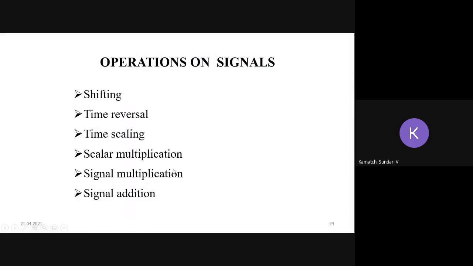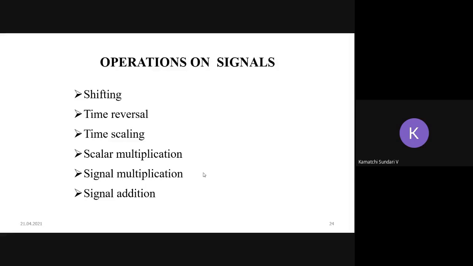Here in scalar multiplication, the signal is multiplied. That is, the signal amplitude is scaled up or scaled down. So x of n is my original signal. Then in scalar multiplication, I can have y of n is equal to 2 into x of n, or 0.5 into x of n. So the scalar value is here. Suppose I represent it with alpha or lambda, then y of n is equal to lambda into x of n. So this is the scalar multiplication.